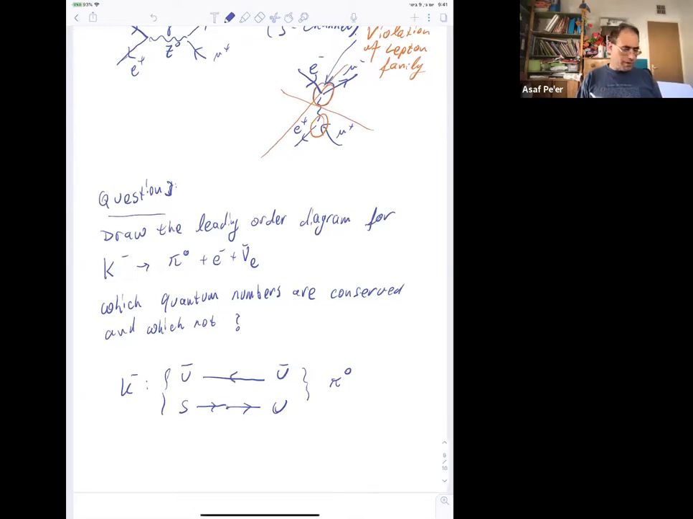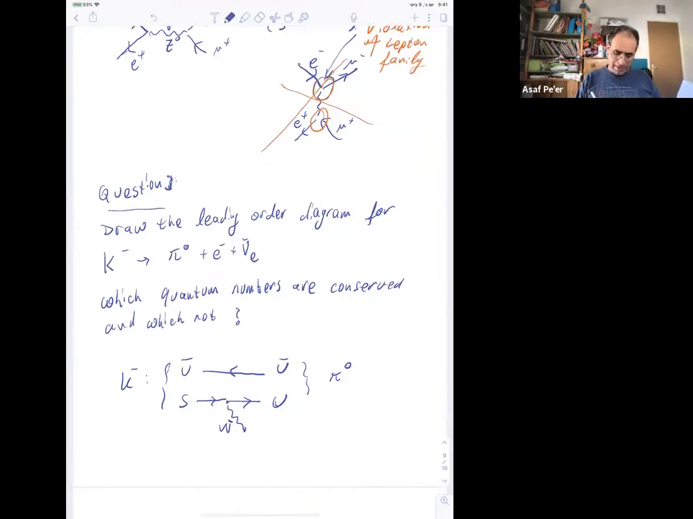The only way is to emit a W minus. Remember, the strange quark is a down type quark, so it's negatively charged, and the up quark is positively charged. So you emit a W minus, so charge is conserved, and then the W minus can then decay itself into an electron and an anti-electron neutrino.